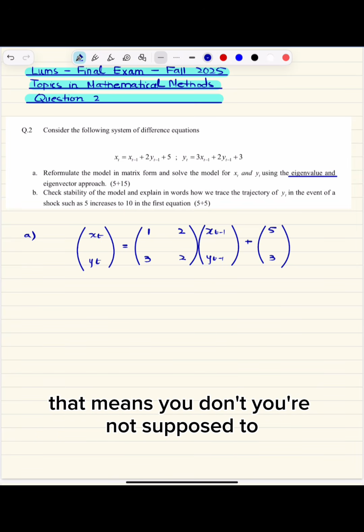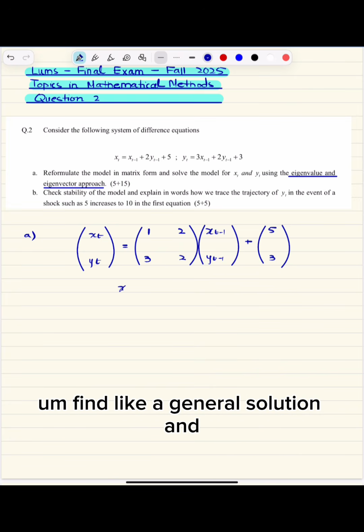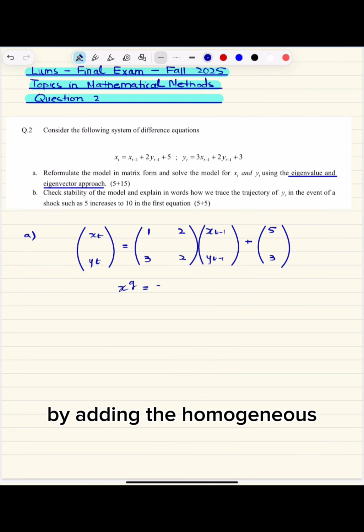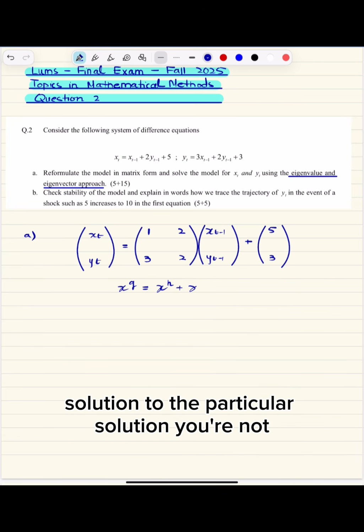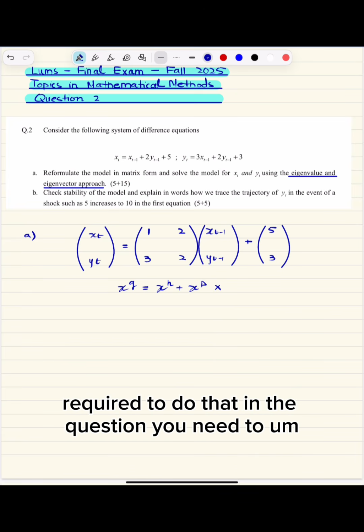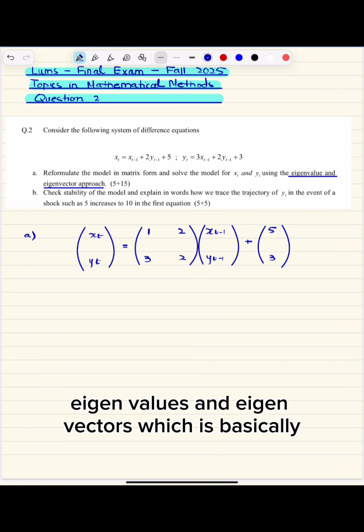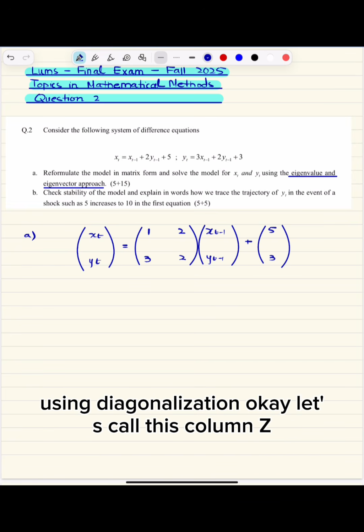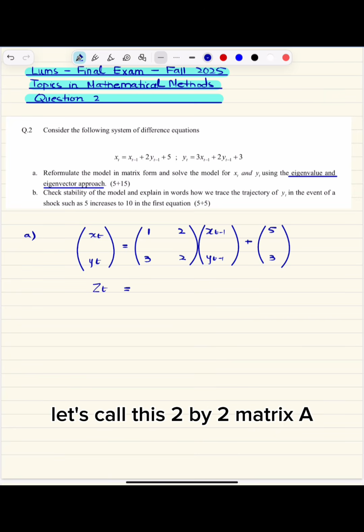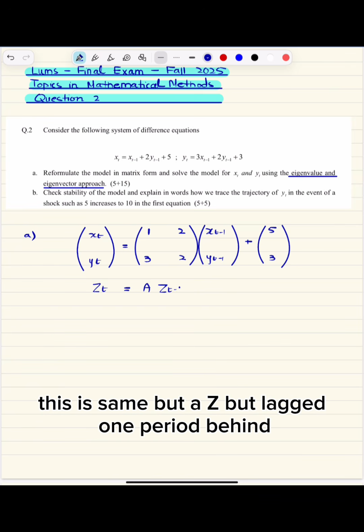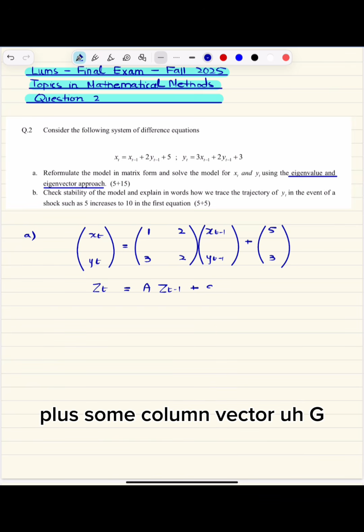So that means you're not supposed to find a general solution by adding the homogeneous solution to the particular solution. You're not required to do that in the question. You need to solve this using eigenvalues and eigenvectors, which is basically using diagonalization. Let's call this column Z. Let's call this 2 by 2 matrix A. This is the same Z but lagged one period behind, plus some column vector G.